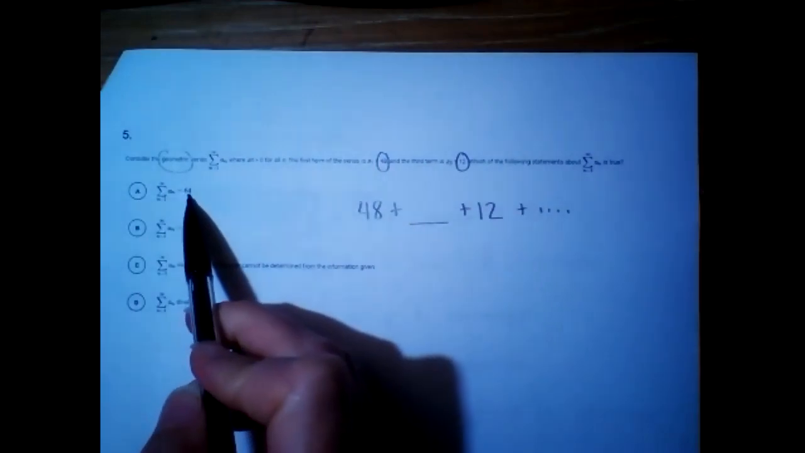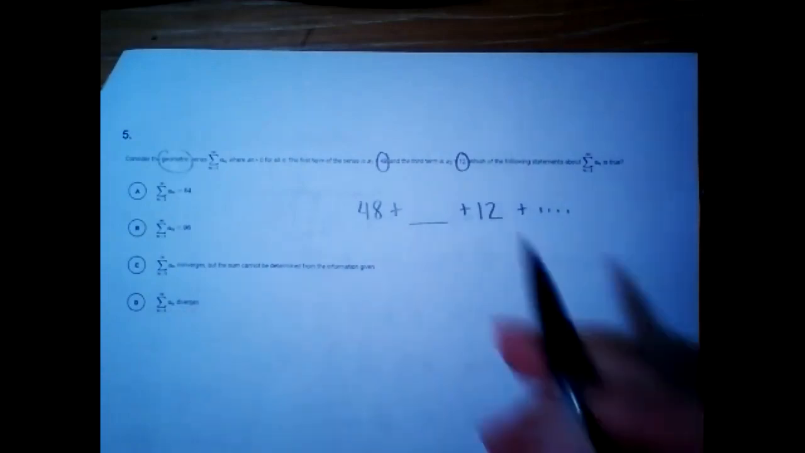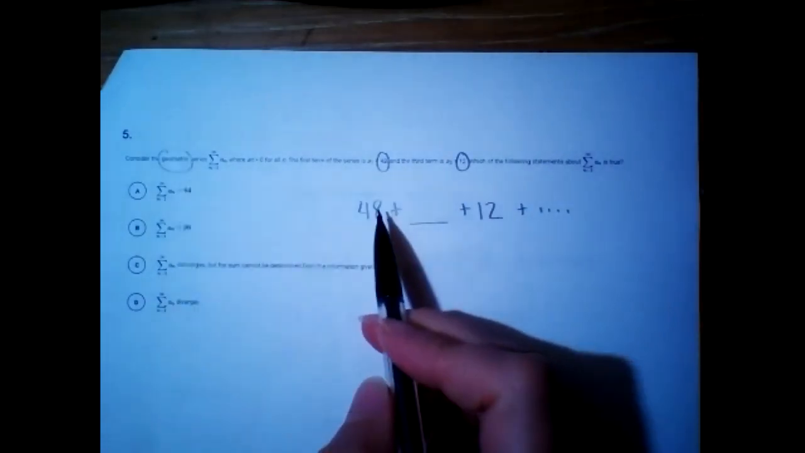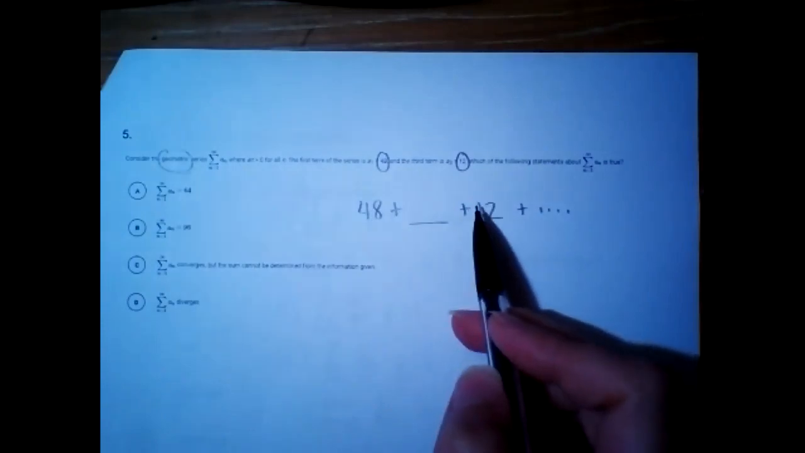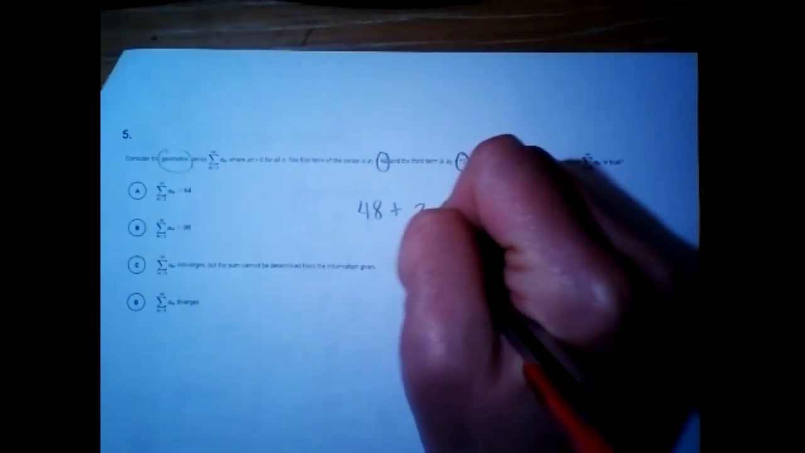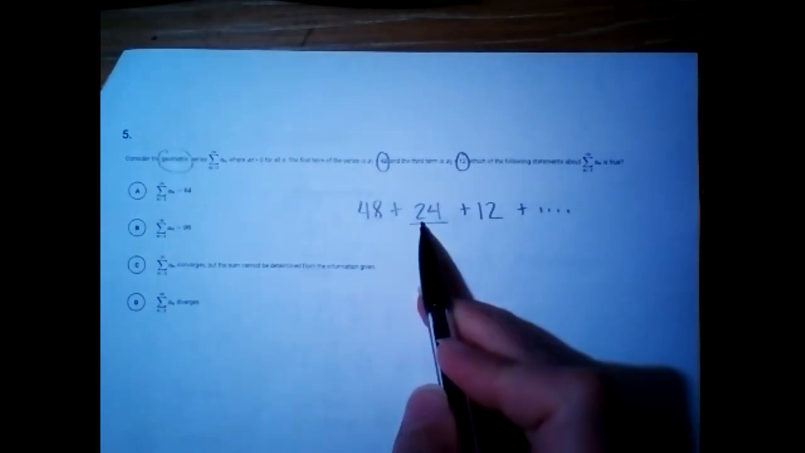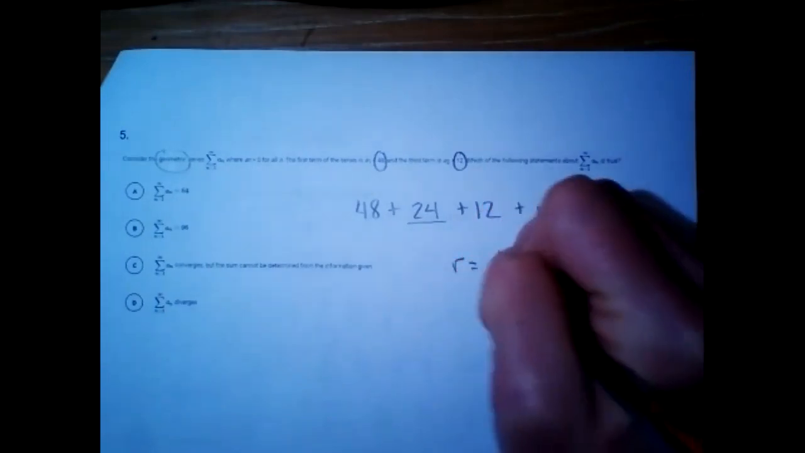A says that the sum is 64. B says that the sum is 96. C says it converges, but we can't figure out what the sum is. And D says it diverges. So what I would do is try to figure out what this middle term is. If this is geometric, we have to be dividing by the same amount each time. So if this is 12, I know that this middle term is going to have to be 24. We're dividing by 2 each time. So 48 divided by 2 would be 24, divided by 2 would be 12, and so on and so forth. So the r value is a half. We're doing a half each time.